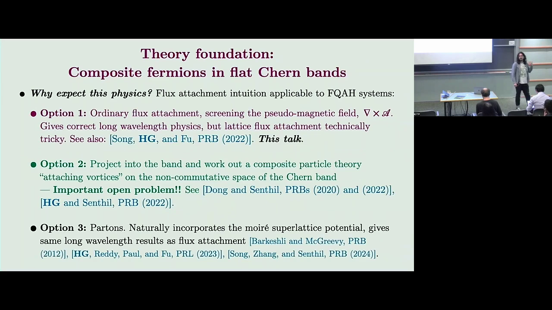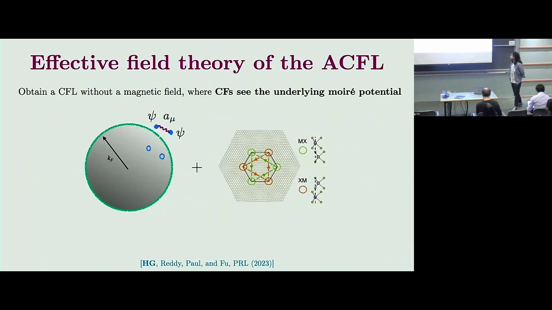This is perhaps a little bit more general than the ordinary flux attachment, and also can naturally incorporate the Moiré superlattice and other features. This is what we ultimately did in the paper. And if you're interested, you can check out the appendix of that paper in particular. All right, so I'll just tell you what the answer is. You get essentially the usual composite Fermi liquid, but now seeing the underlying Moiré potential.